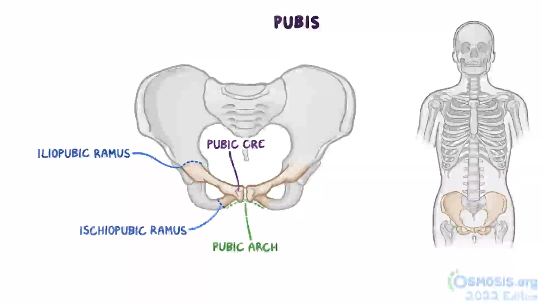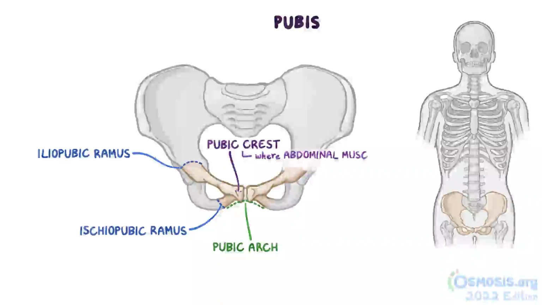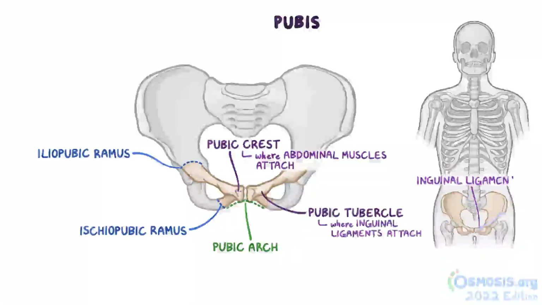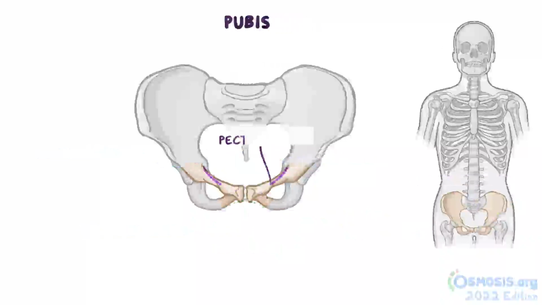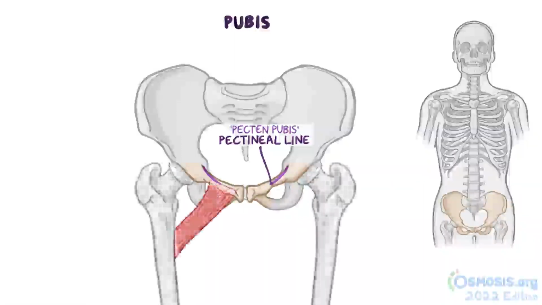Next is the pubic crest, which is a thickening on the anterior part of the pubis where the abdominal muscles attach. It has a swelling on its lateral side called the pubic tubercle, which is the distal attachment point of the inguinal ligament. The pectineal line, or pecten pubis, is an oblique ridge located on the lateral part of the superior pubic ramus, and it's where the pectineus muscle originates from.